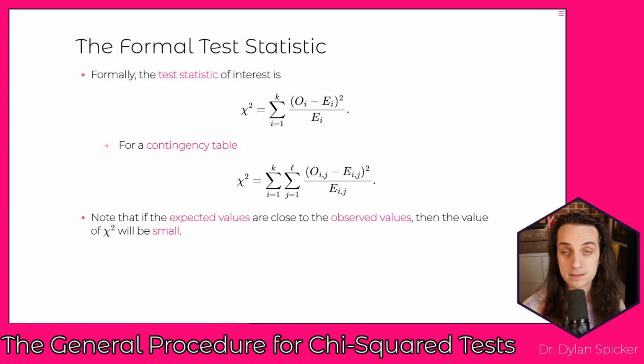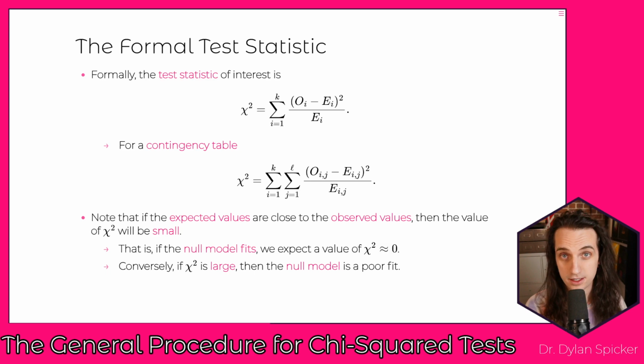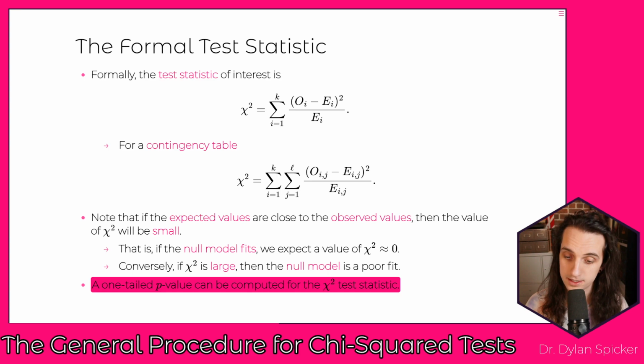Now, if the expected values, again, are close to our observed values, then the value of this chi-squared test statistic is going to be small. So if the null model fits, we would expect chi-squared to be around 0, right? If it was a perfect fit, then it would be exactly equal to 0 because OI would equal EI for all of the different values. In practice, we would expect this to be a small value. On the other hand, if it's a large value, then the null model is probably a poor fit.